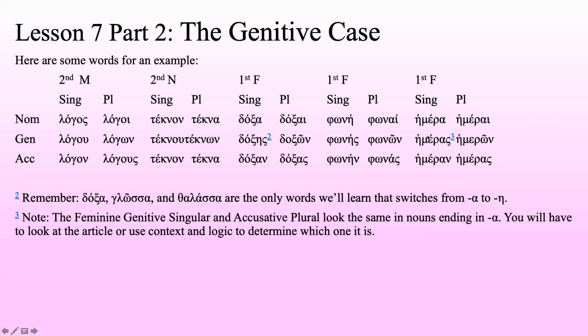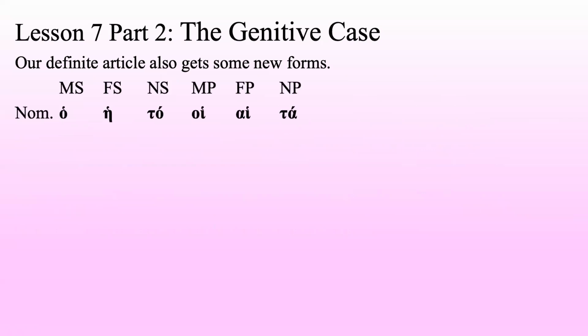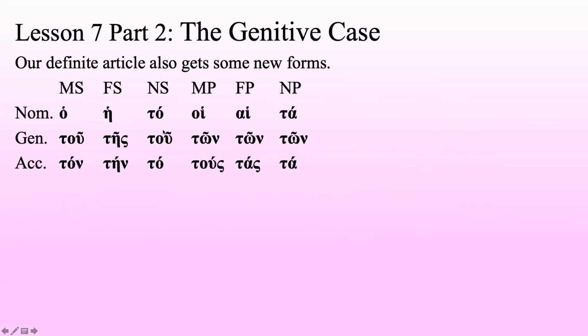If it doesn't have a definite article, you'll have to figure out, does it make more sense for it to be a genitive in this sentence, or does it make more sense for it to be a direct object in this sentence? And normally it will be pretty clear. All right, our definite article also gets a few new forms. So here it is. And like I mentioned before, the endings here with the tau at the beginning are going to be exactly the same. We see these own endings over here in the plural genitive. We see oo and oo for the masculine and the neuter. And then we see ace for the feminine.